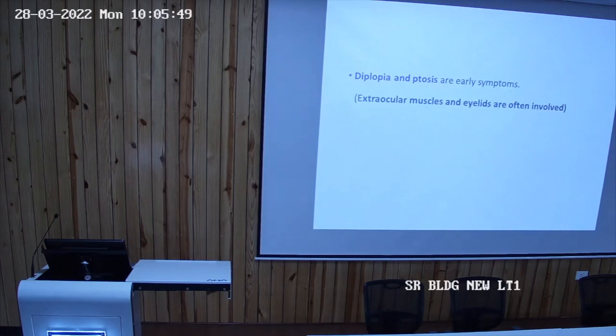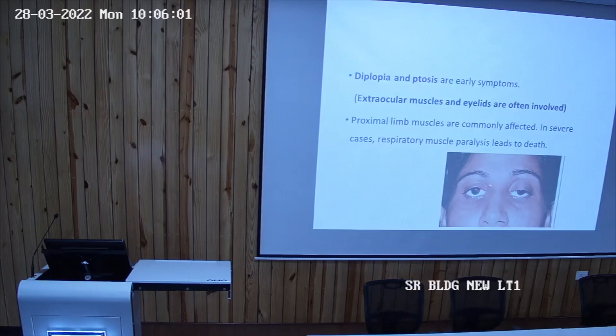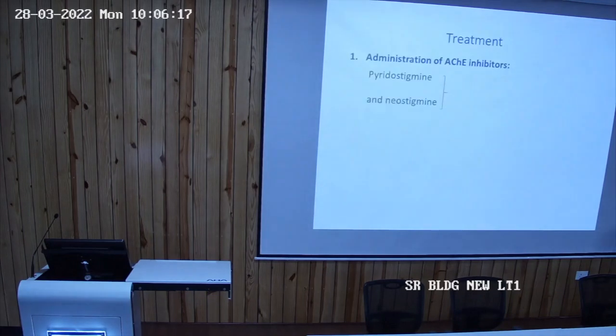Ptosis means the eyelids droop. Drooping of eyelids is called ptosis. Double vision is diplopia. So when the extraocular muscles in the eyelids are affected, we will feel diplopia. This is ptosis, you can see it, the eyelids start to droop. And the proximal limb muscles are more involved. Proximal muscles are commonly involved. And in extreme cases, respiratory muscles will be involved.